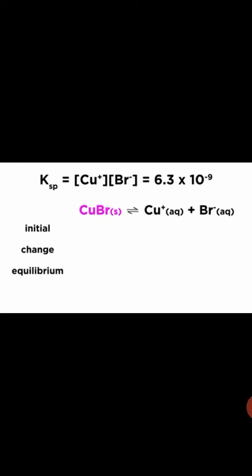In this, we will not list any values for copper bromide, as this is a solid. The ions themselves will start at 0. The change will be x because of the 1 to 1 to 1 ratio, and this means that the equilibrium concentrations of the ions will also be equal to x. Therefore, the KSP will be equal to x squared, and x will be 7.9 times 10 to the negative 5 moles per liter. This is the molar solubility of copper 1 bromide, which in this case is simply the concentration of copper ions and bromide ions in solution at equilibrium.